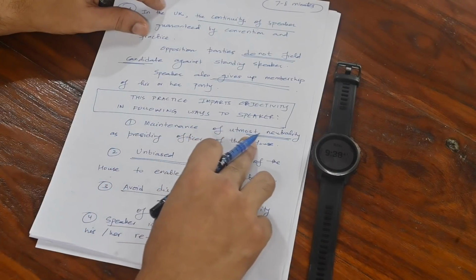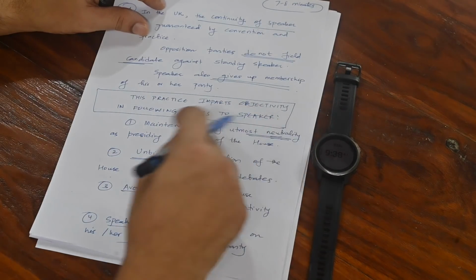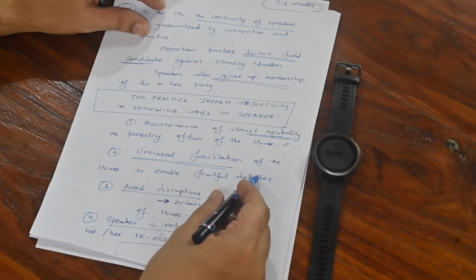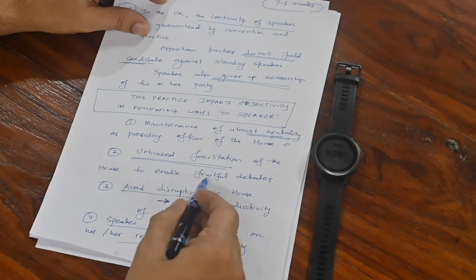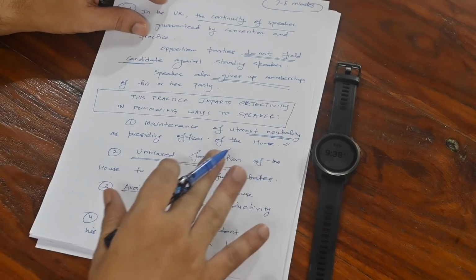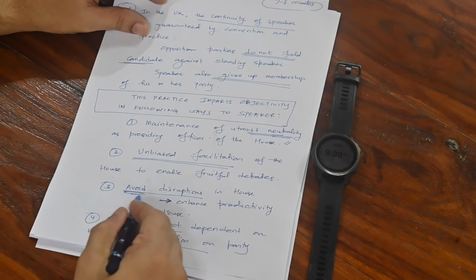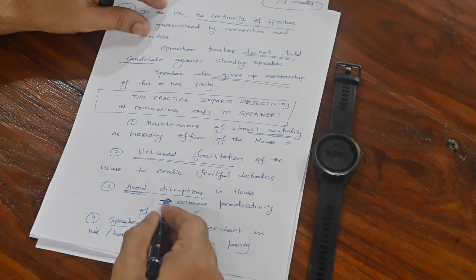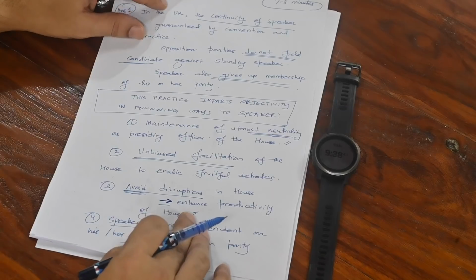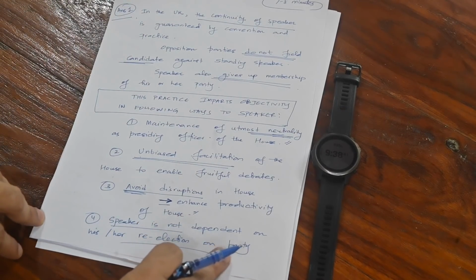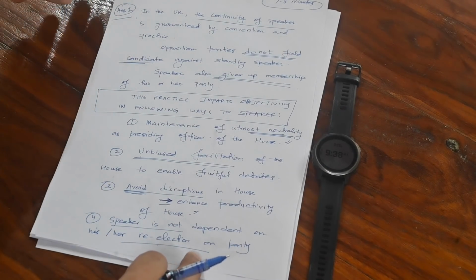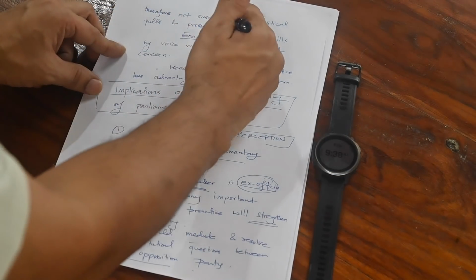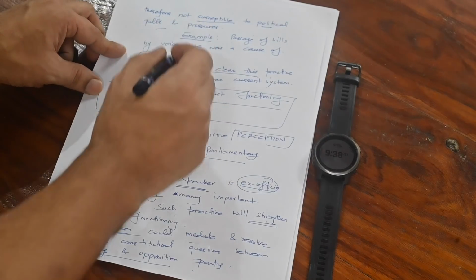Number one, maintenance of utmost neutrality. Neutrality of the presiding officer in the house is maintained. Okay. Number two, unbiased facilitation of the house to enable fruitful debates. Various debates in the house can be facilitated. Avoid disruptions in the house. So for that also I have explained that by further kind of just arrowing it and explaining that point. And finally, the speaker is not dependent on his or her re-election on the party. Okay. So therefore not susceptible to political pressures and pulls.